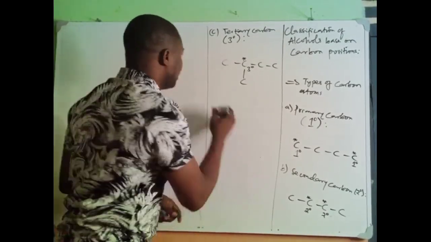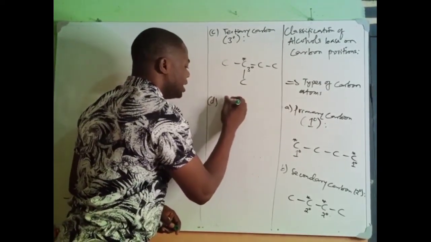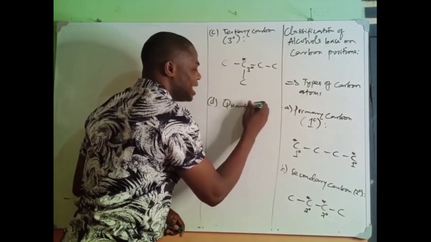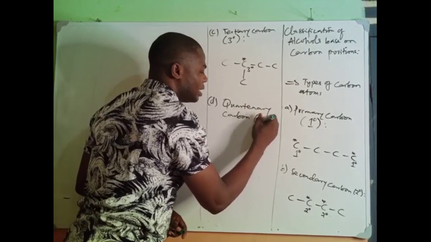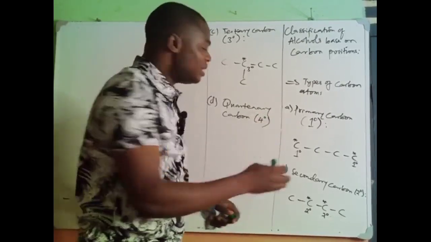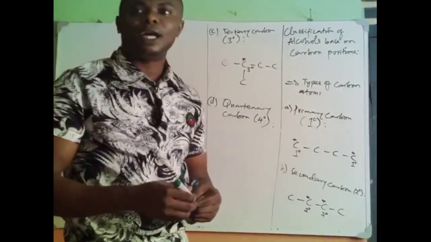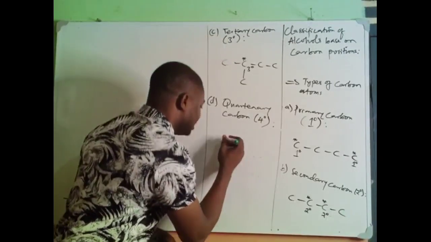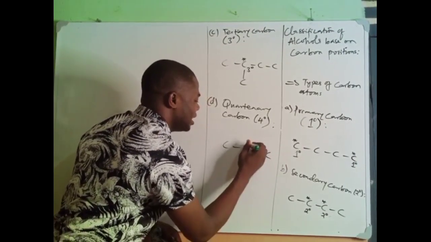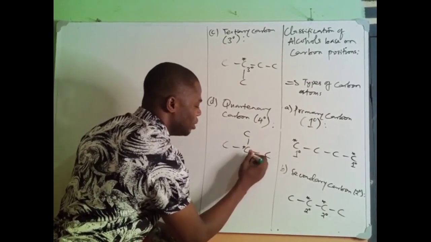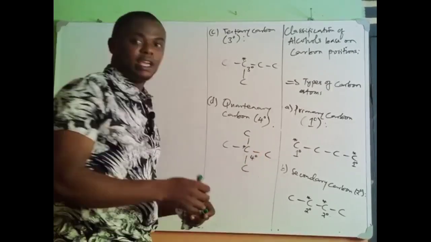Then we talk about the fourth one, the D, that is quaternary carbon. Quaternary carbon is a carbon atom that has 4 other carbon atoms attached to it. The example of quaternary carbon, you have something like this. So this carbon is quaternary, that is 4 degree.